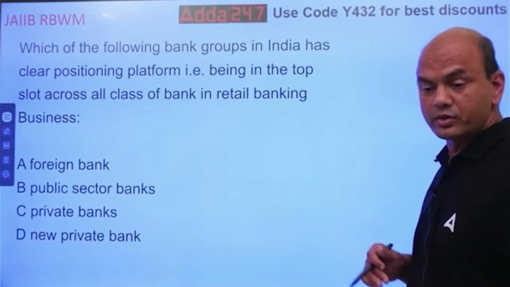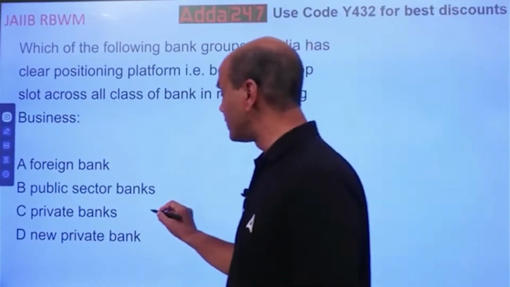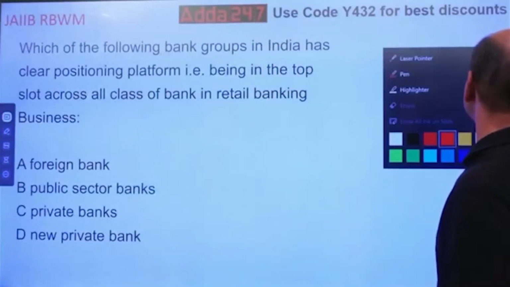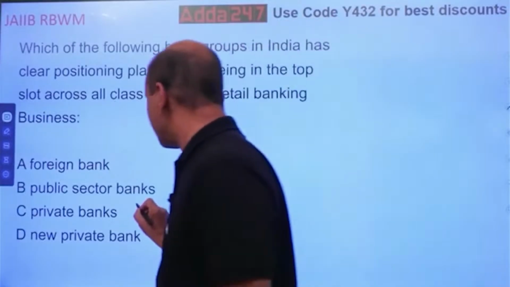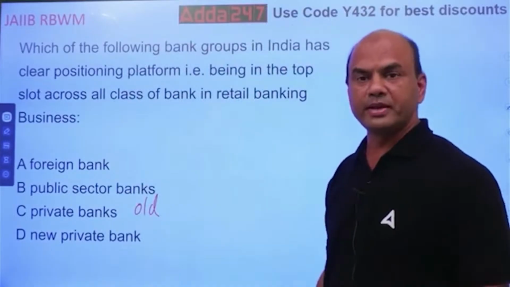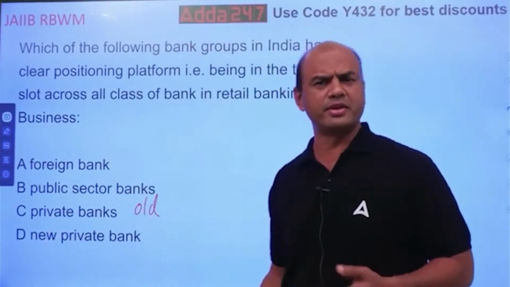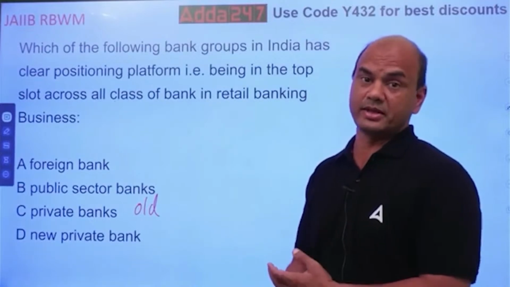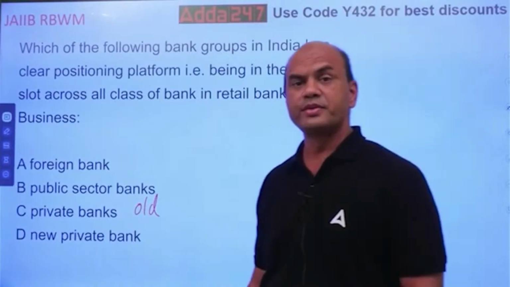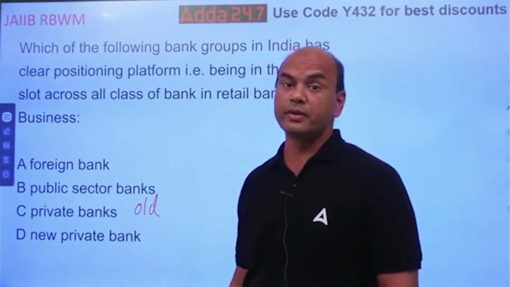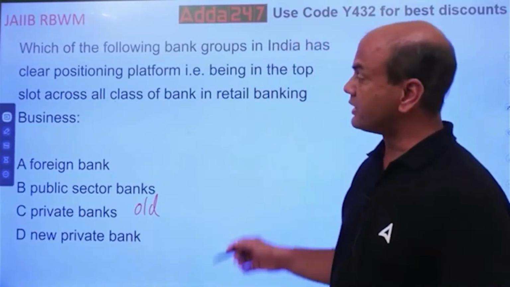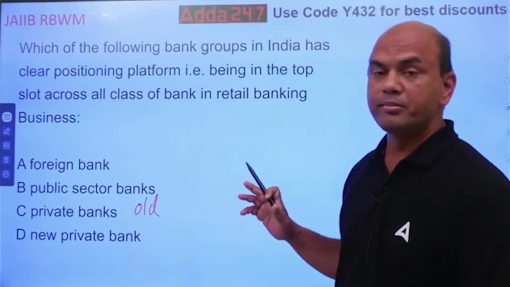Now there are two types of private banks. One is old private banks, and new age private banks. Old private banks means Karnataka Bank. Example I am giving: Karnataka Bank, Vysya Bank. Then the Bank of Rajasthan was there. So these are the old private sector banks, and new private sector bank means HDFC, ICICI. So which of them have the concept of being in the top position?